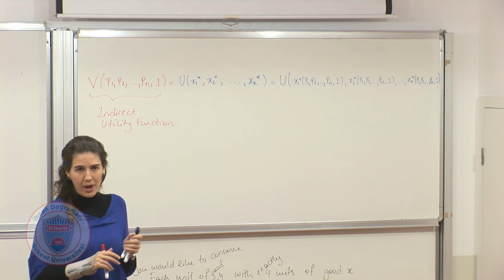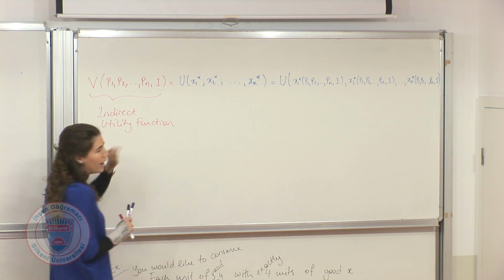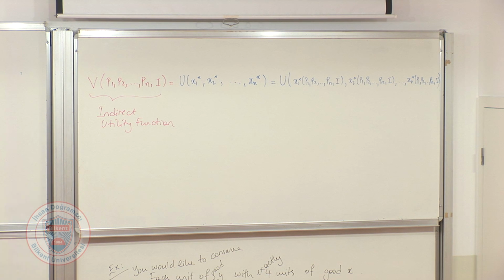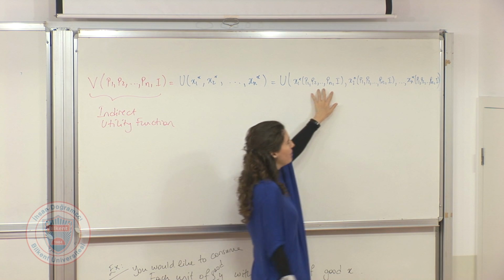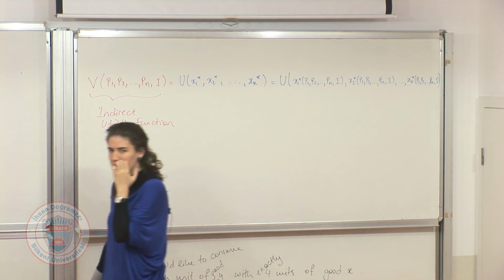And why do you think it's called indirect? Because you get utility from what? Do you get utility from prices? No, right? You get utility from the goods. But the optimal amount of these goods actually depends on prices and income. So indirectly, it's as if you're getting some utility from prices and income. That's why it's called the indirect utility function, okay?